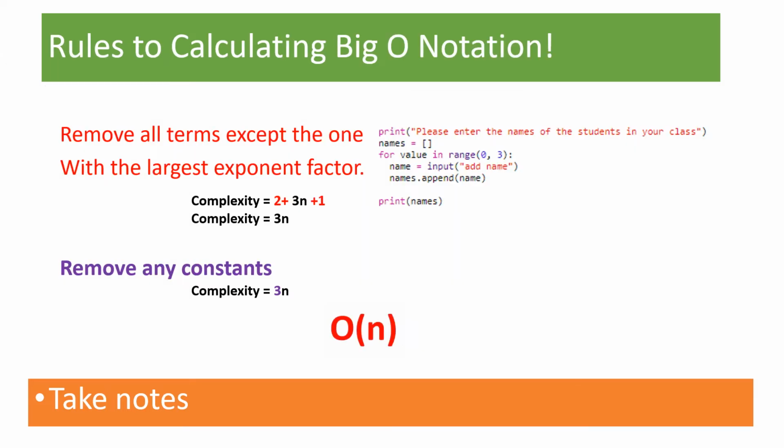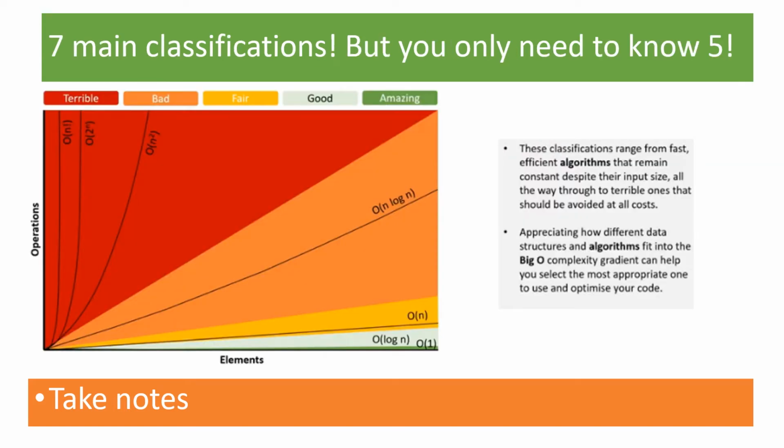So looking back at this piece of code, we had our complexity of 2 plus 3n plus 1. We look for the most dominant term, which was the 3n. So the first thing we do is forget the 2 and the 1. They're pretty insignificant. We then remove any constants. So the 3 is a constant, so in that term we had our linear efficiency, and that would be O(n).